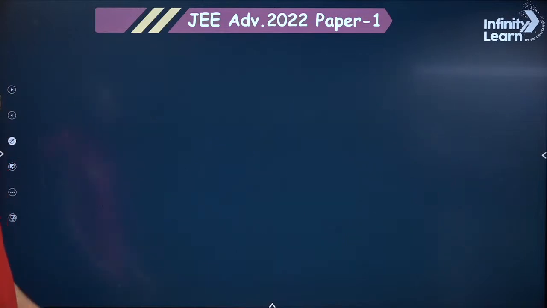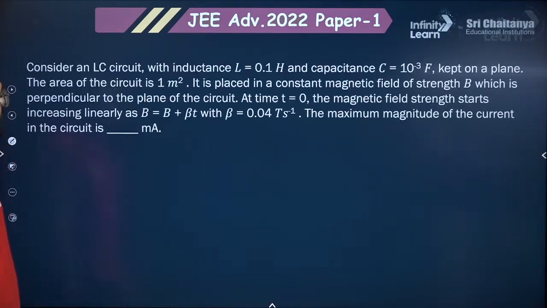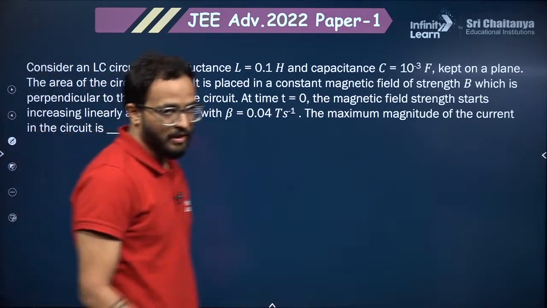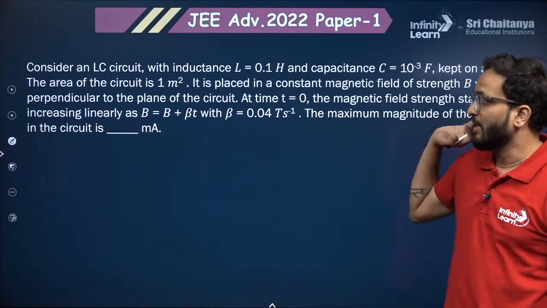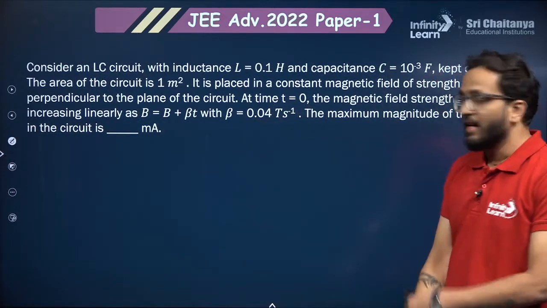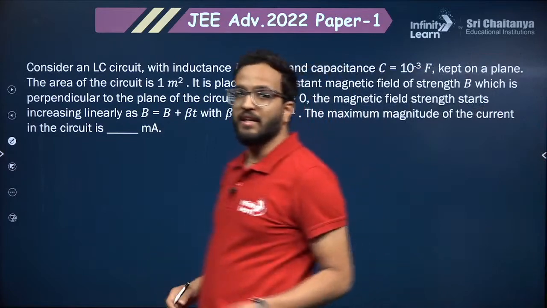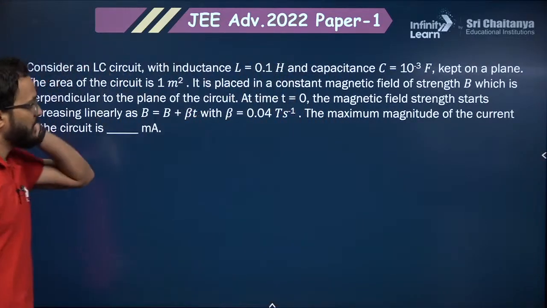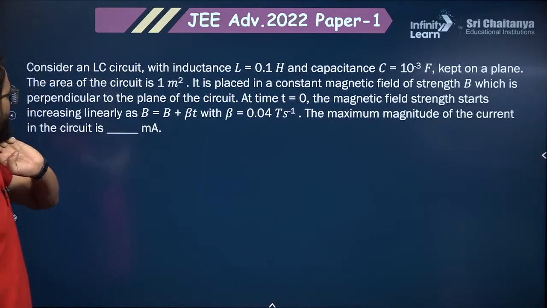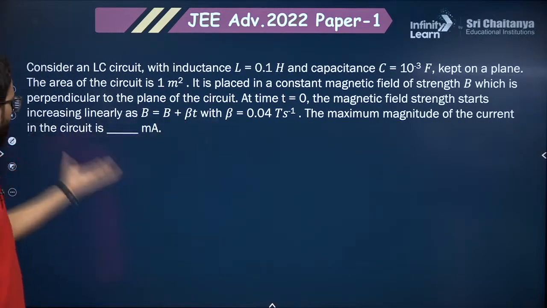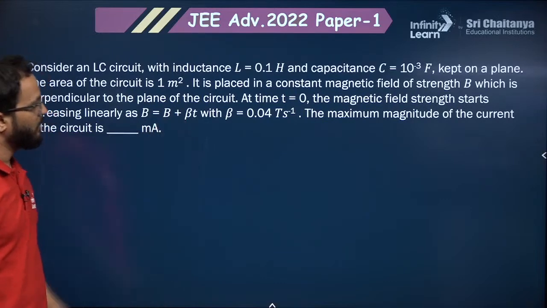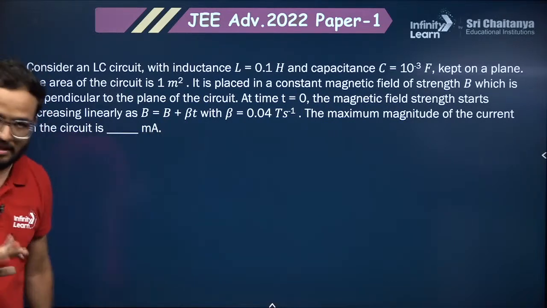So this is how this question was solved. Now let's move on to this question. Consider an LC circuit with inductance. Okay, so an LC circuit is given, there is an inductor and there is a capacitor, and the area of the circuit is also given. It is placed in a constant magnetic field of strength B, which is perpendicular to the plane. And if the field starts changing with time like this, okay, then the maximum magnitude of the current in the circuit, let's find out. Simple.